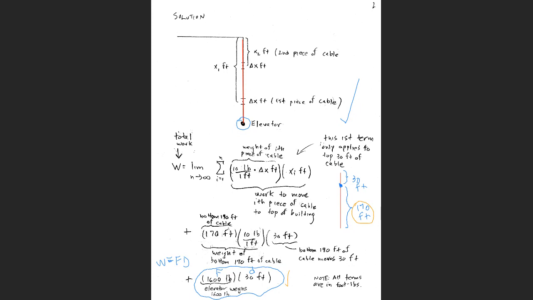It does not. That's right, Javier. If the elevator moves 30 feet, the bottom 170 feet of cable just moves up 30 feet. Okay, it never reaches the top of the elevator. So I mean the top of the building. Sorry. So what I'm saying is the top of the building.